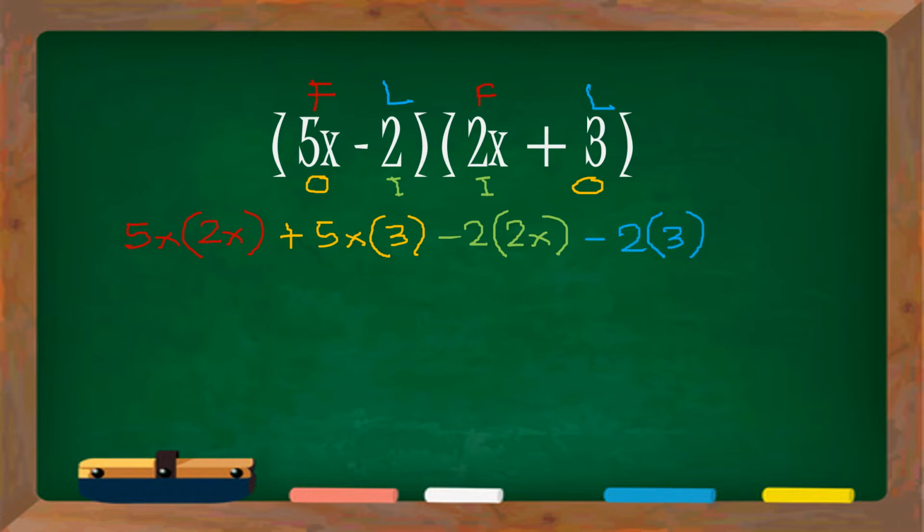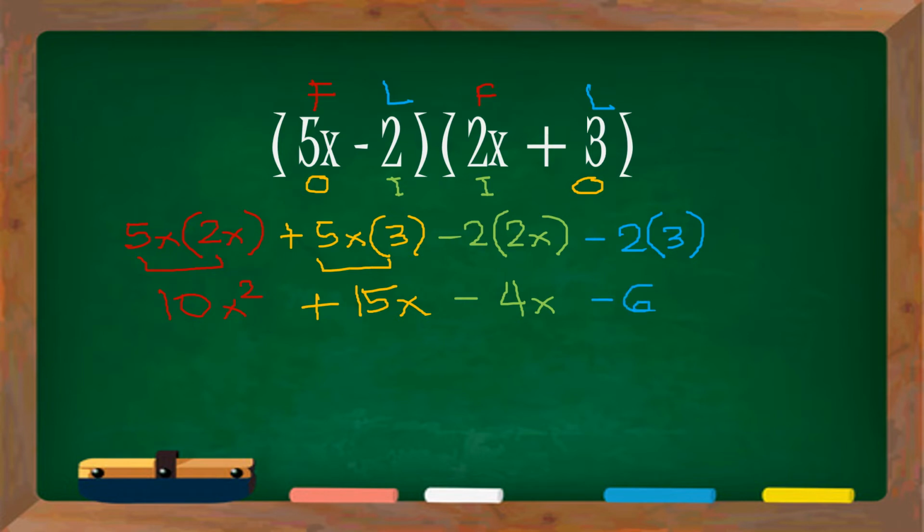Okay, now let us simplify. Start tayo kay 5x times 2x. 5 times 2 is equal to 10. X times x is x to the second power. Okay, next, for our outer terms, positive times positive is equal to positive. 5 times 3 is equal to 15. Then, copy lang natin yung variable x. Next, we have negative times positive is negative. 2 times 2 is 4. Then, bring down natin si variable x. Then, last term, negative 2 times positive 3 is negative 6.